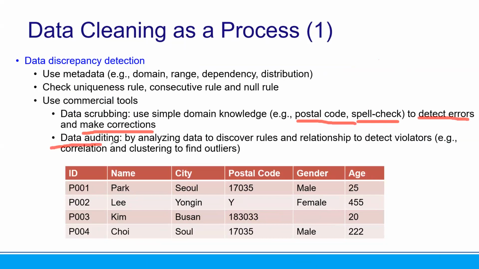We can also do data auditing by analyzing data to discover rules and relationships to detect violators. So some methods we learned before, correlation or clustering, can be used to find outliers. So this is how we can detect the data discrepancy.